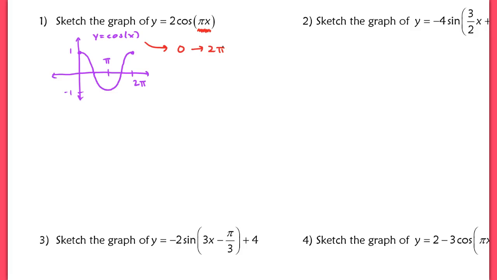So that's why we have one full period of 2 pi, right? It completes its general shape. Now I want to know the same thing for pi x here, the 2 times cosine pi x, and I'm going to trap it between 0 and 2 pi to see what happens between those two values.